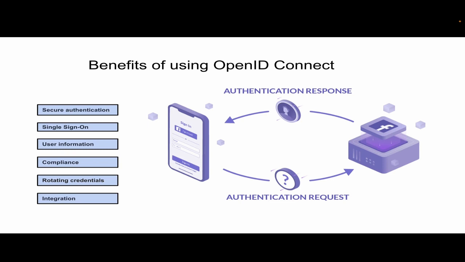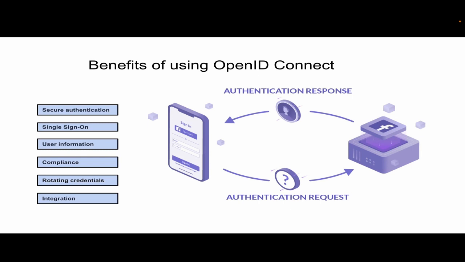Second is single sign-on. It enables single sign-on for users, allowing them to authenticate once with the IDP and then access multiple applications and servers without having to enter their credentials. So this also helps. Third is user information. It provides additional user information such as username and email address, which can be used by applications to personalize the user experience and provide customized access.